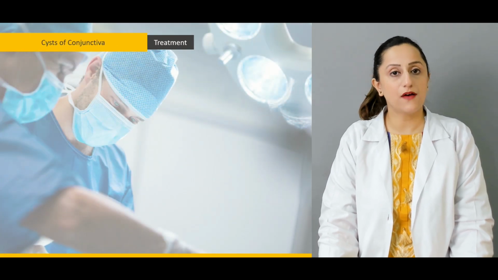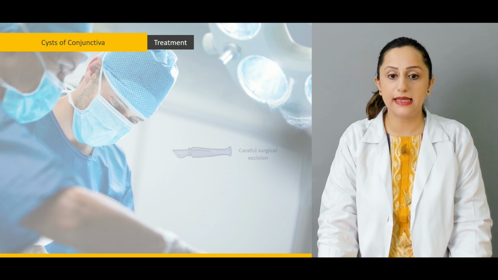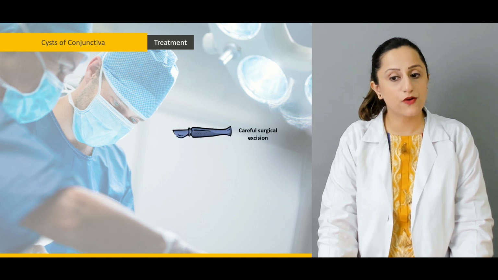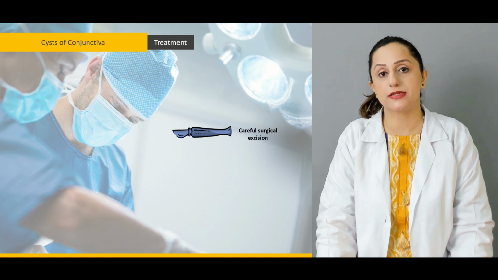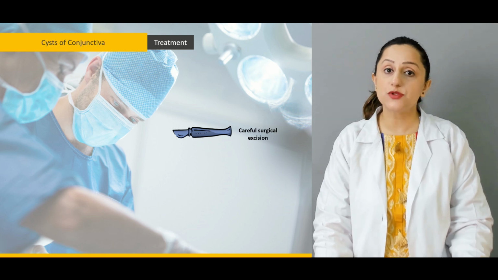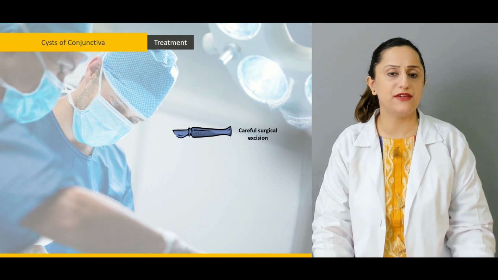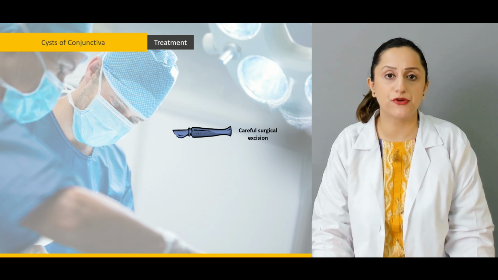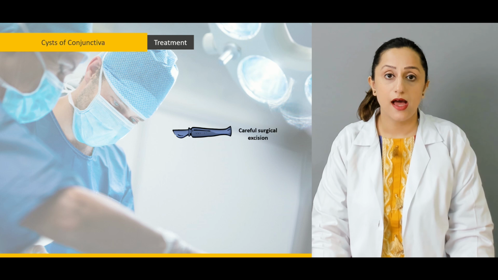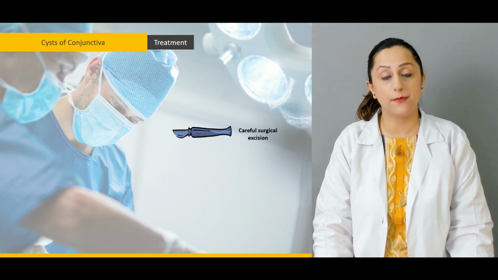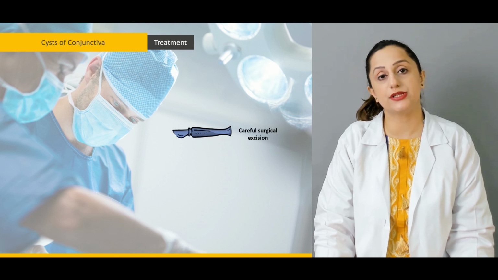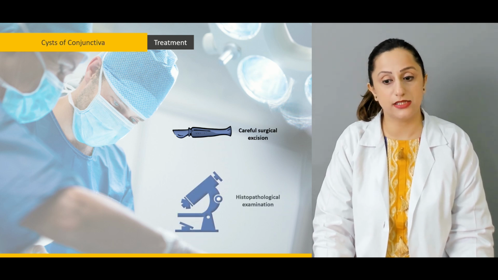The treatment of the cystic conjunctiva, obviously, consists of careful surgical excision. Topical treatments won't be quite helpful except for symptomatic treatment, for example, the relief of the itchiness or the grittiness that is being caused due to the cystic formation in the conjunctiva. But we'll have to stick to the surgical excision of the cystic lesion.